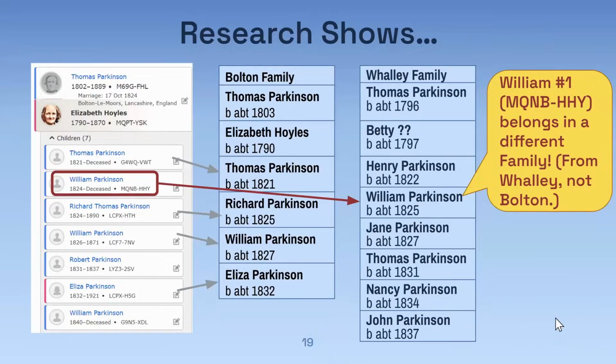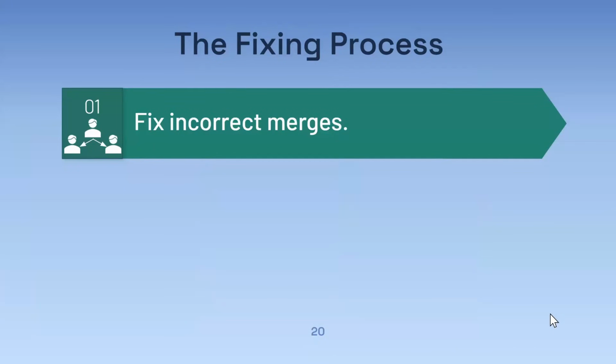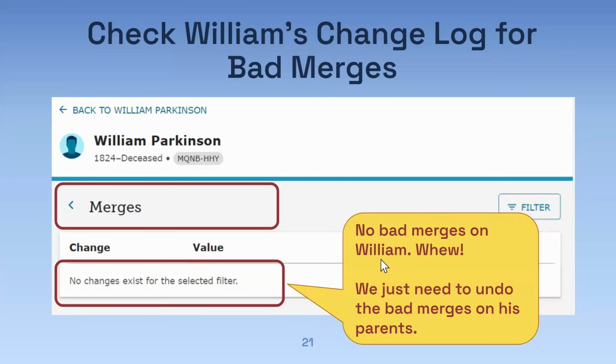So, how are we going to clean him up? The first thing we're going to do is fix the incorrect merges. So, how do we do that? Well, we want to check William to see if there's any incorrect merges on him. And we want to check his parents since we have reason to believe there may be bad merges on the parents, since that's a common way of a kid getting joined to the wrong parents. So let's start with William.